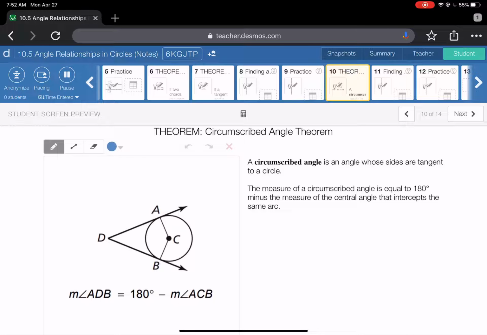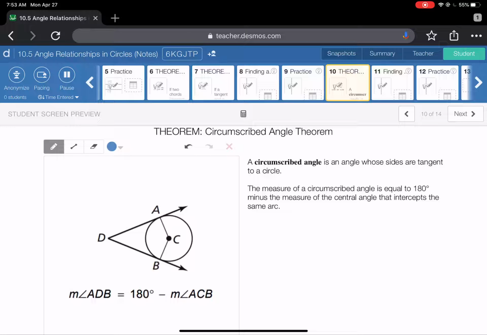Next theorem, the circumscribed angle theorem. A circumscribed angle is an angle whose sides are tangents to a circle. All right, so circumscribed angle. This is only a special type of angle when we have two tangent lines that create an angle. So it can only work with two tangent lines. Okay, so when we create an angle using two tangent lines, we have a circumscribed angle. So basically the circle is within the two tangent lines.